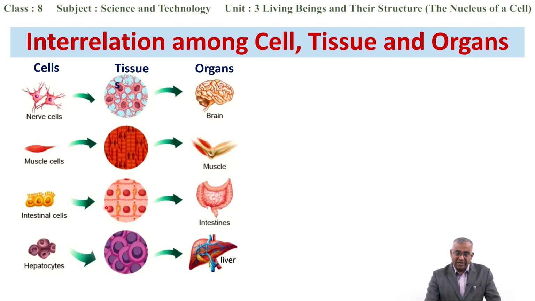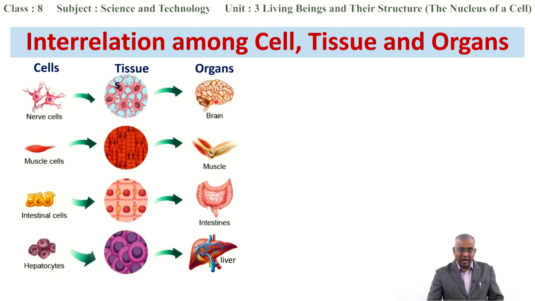Then the intestine is made up of intestinal tissue. There are epithelial, muscular, and then connective tissues, and blood vessels are also found there. So a number of tissues form what? Organs. It doesn't mean that only a single type of cell or single type of tissue forms an organ. In that organ, there are some other types of tissues also. A tissue is made up of a similar type of cell. But when an organ is formed, different types of tissues are combined.